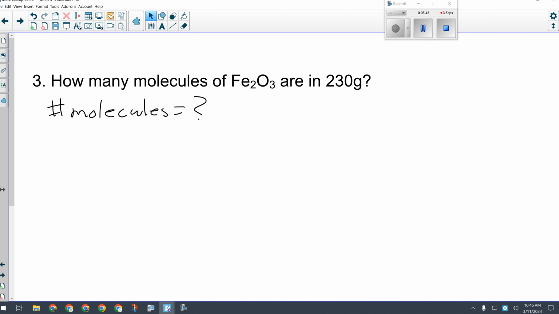Okay, they tell me that it's iron 3 oxide. What can I get with that? Big M. Yeah, I can get the molar mass. All right, so if it's iron 3 oxide, I'm going to have 2 irons, 55.85 times 2, plus 3 oxygens, 16 times 3.